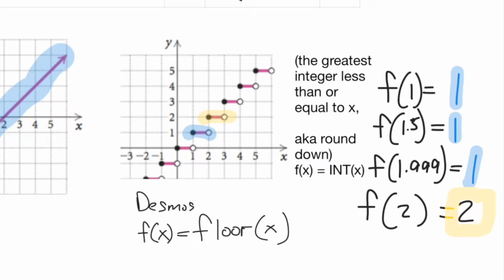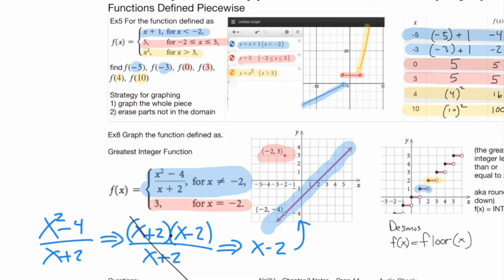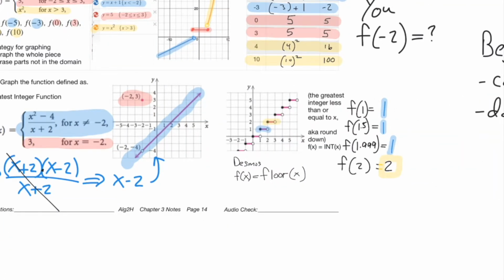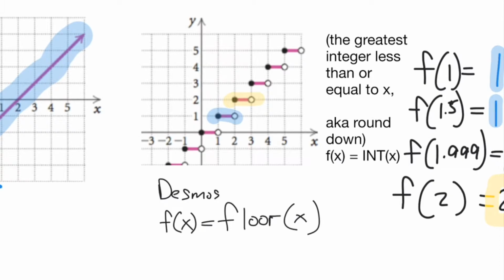Here's another really crazy function. This is called the greatest integer function. I think the title got misplaced. Yeah, greatest integer function is what it's called. Desmos calls this the floor function, and that's because basically what you're doing is you're rounding down. This is how your textbook expresses it when they want to actually write it out. F of x equals int of x. So it's the integer.